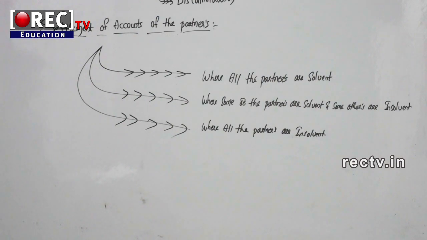And in the second case, where some of the partners are solvent and some others are insolvent, what is the treatment here? At the time of dissolution of the firm, the capital accounts of partners may show a debit balance after charging the realization profit and loss. If such a partner is insolvent and cannot bring any amount to make good the deficiency in his account, then such deficiency has to be absorbed by the other partners.